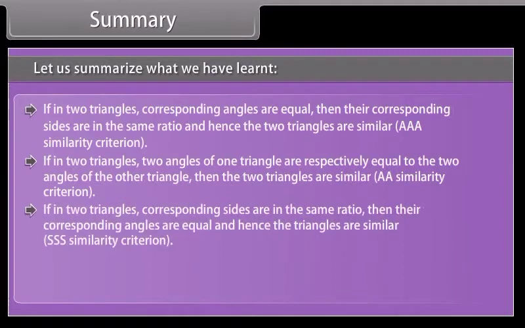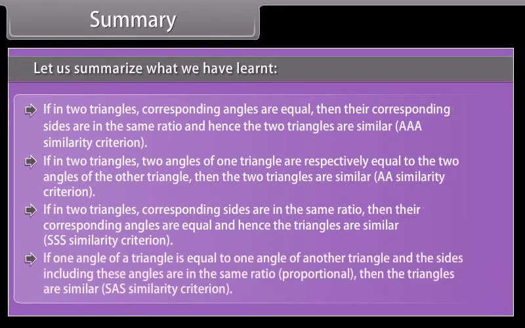If in two triangles corresponding sides are in the same ratio, then their corresponding angles are equal and hence the triangles are similar. SSS Similarity Criterion. If one angle of a triangle is equal to one angle of another triangle and the sides including these angles are in the same ratio, proportional, then the triangles are similar. SAS Similarity Criterion.